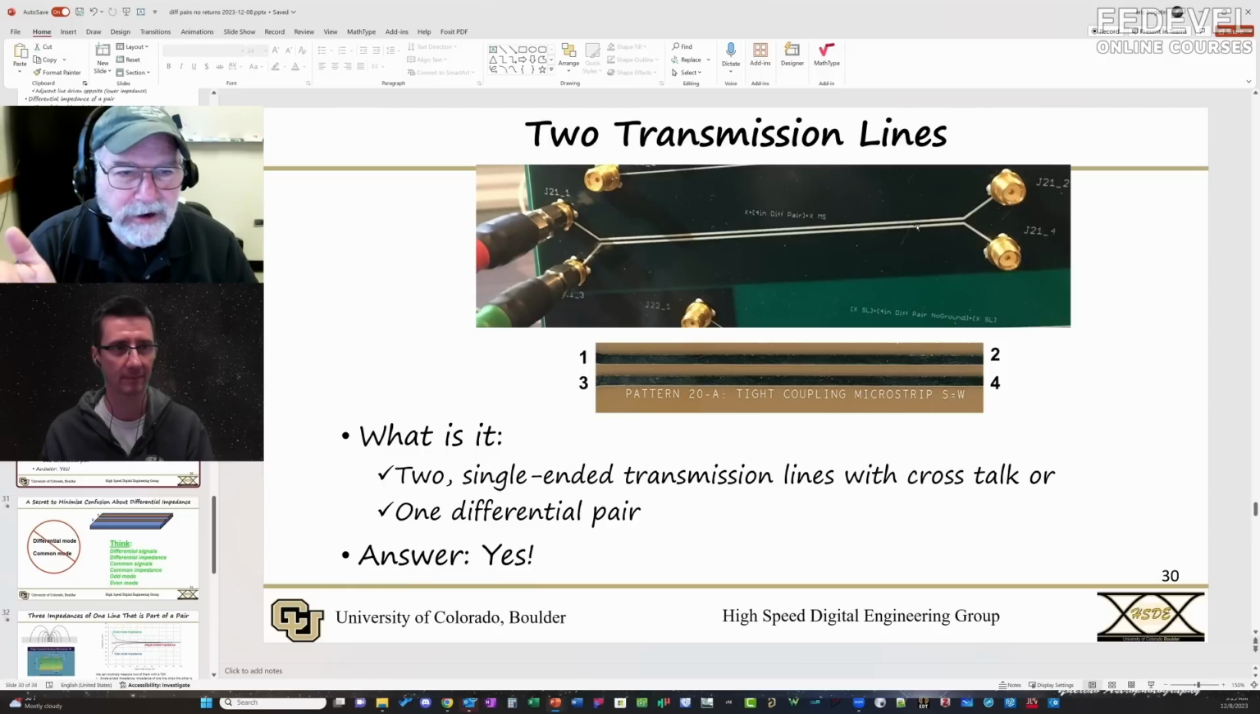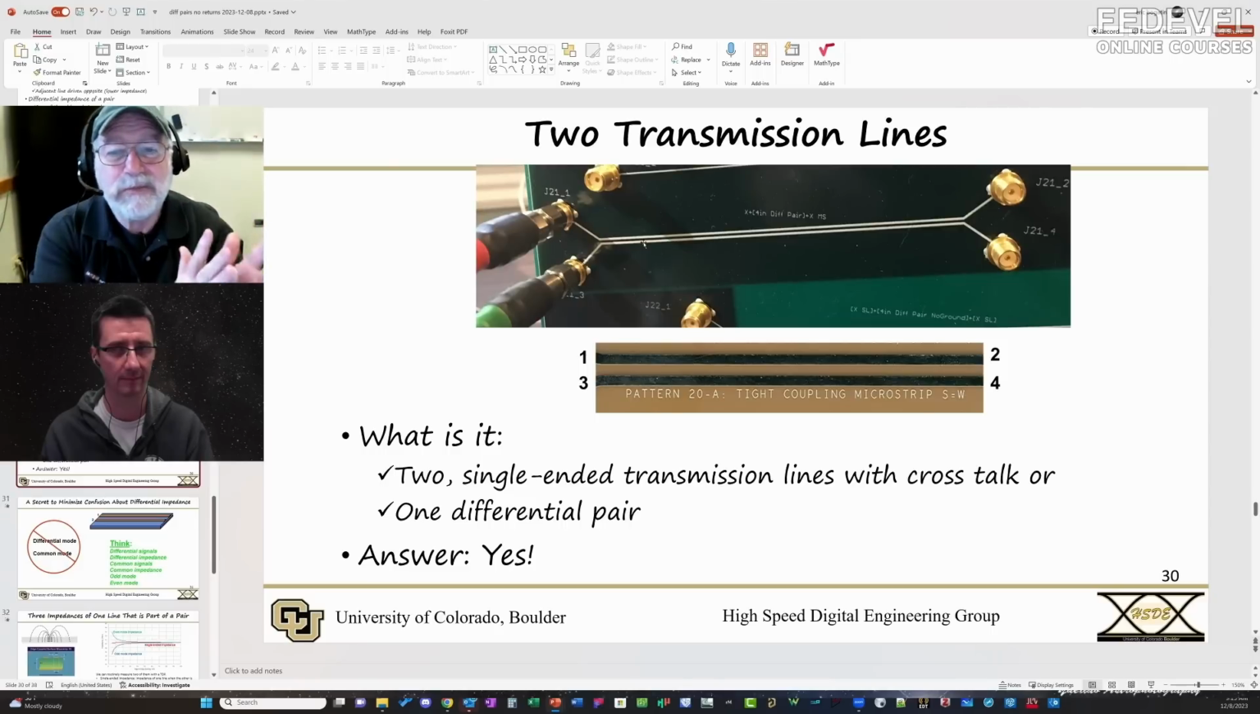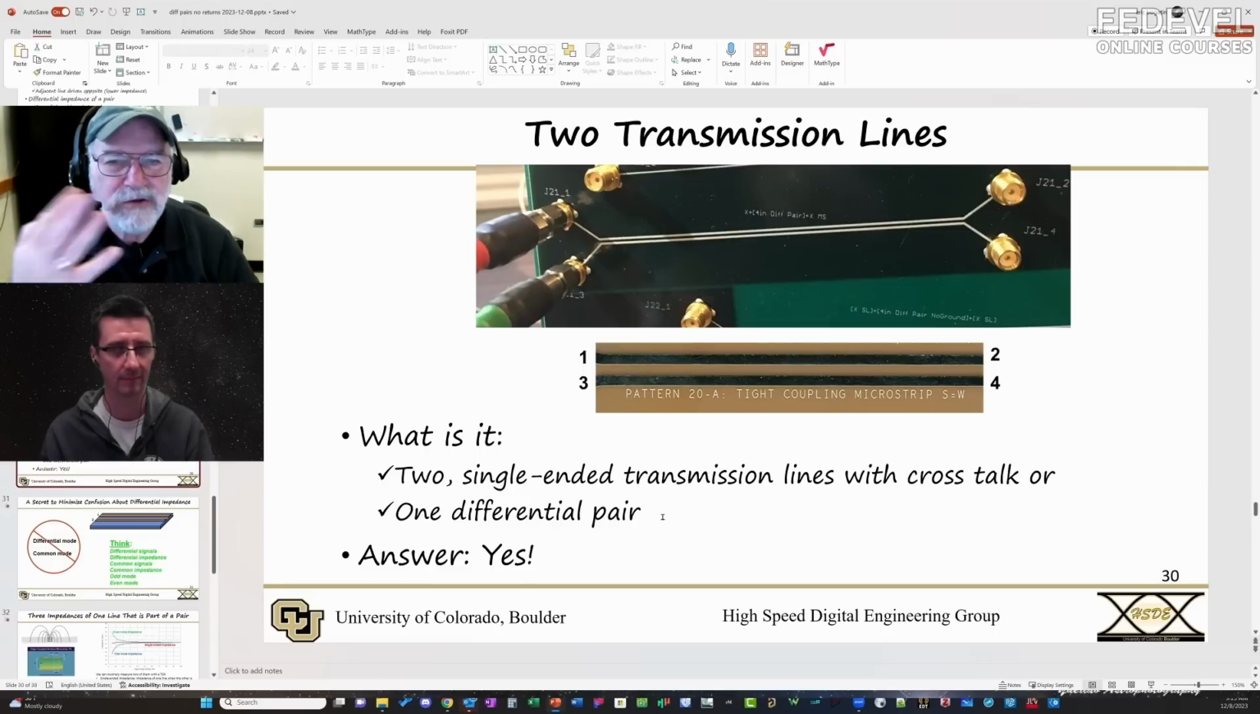But it's a differential pair. It is also two single-ended transmission lines with some crosstalk or coupling between them. And so we have to be careful when we describe a differential pair. We have to be a little schizophrenic, but keep our two minds very separate. It is either two single-ended transmission lines with crosstalk, or it is one differential pair. We can't use both terms in the same sentence at the same time. It's one or the other.